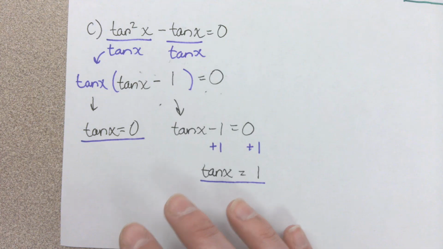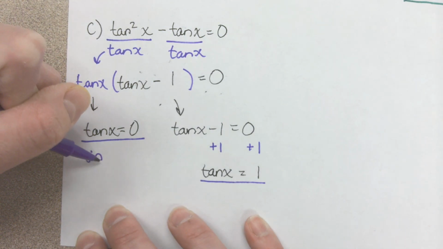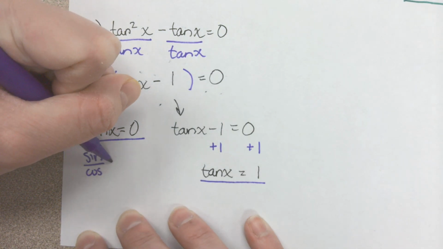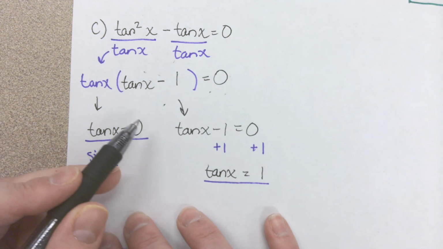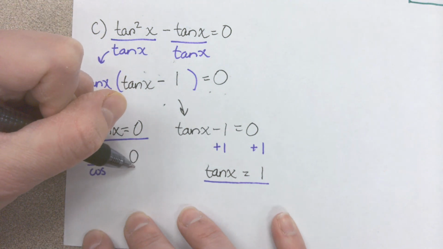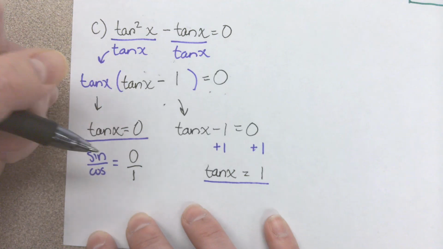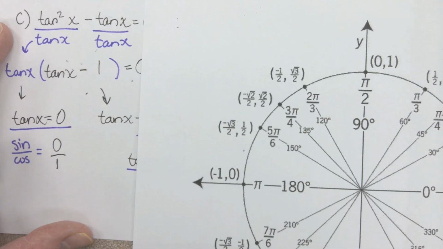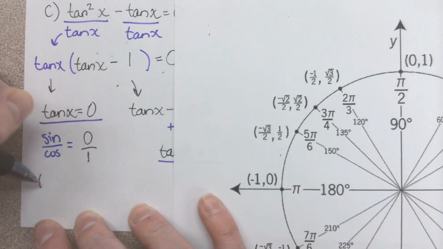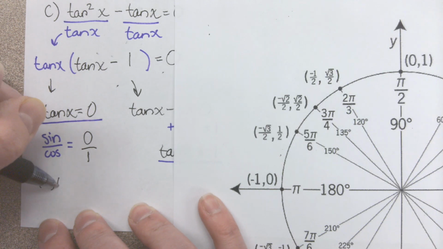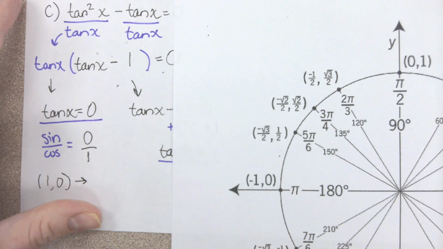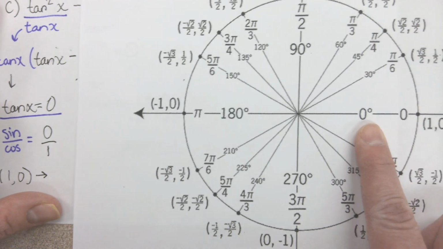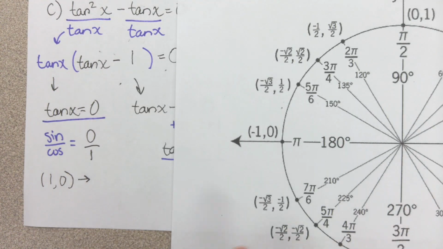So tangent here is sine over cosine. And if we want 0, that's where we have 0 over 1. So that will give us the point 1, 0, which is 0 degrees on the unit circle.